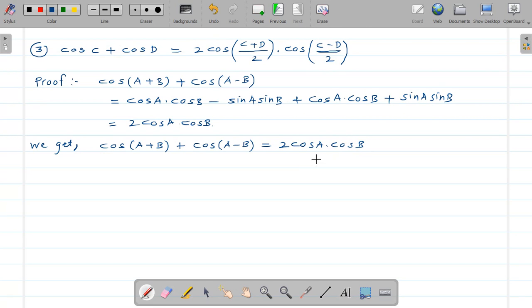So what combination do we get? It is 2 times cos A into cos B. Now here also, if you put A plus B is equal to C and A minus B is equal to D, then you will get the result or formula.